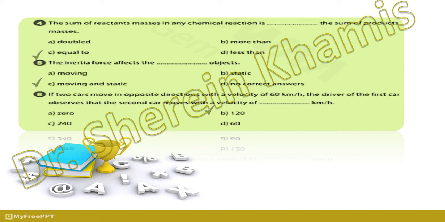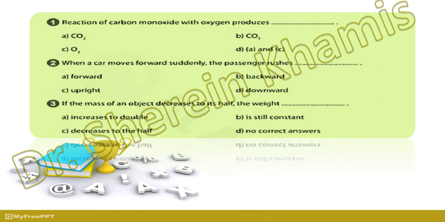I think in the second exam we also have 6 questions. For the third exam, let's start. We have the first question: the reaction of carbon monoxide with oxygen produces. Carbon monoxide is a compound, and it reacts with oxygen, an element. We have CO reacts with oxygen O2, giving what? Giving CO2. So the right answer will be letter A.